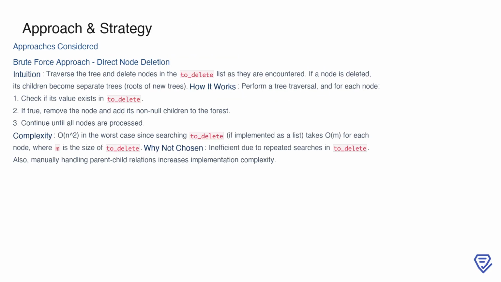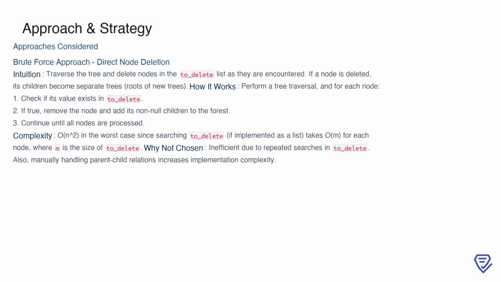To tackle this problem, let's first consider a brute force approach where we directly delete nodes from the tree. The intuition behind this method is straightforward. As we traverse the tree, whenever we encounter a node that needs to be deleted, we remove it and make its children the roots of new trees in the forest. This process involves checking each node to see if its value exists in the to_delete list. If it does, we remove the node, add its non-null children to the resulting forest, and then continue processing.